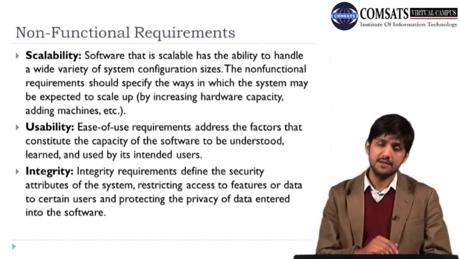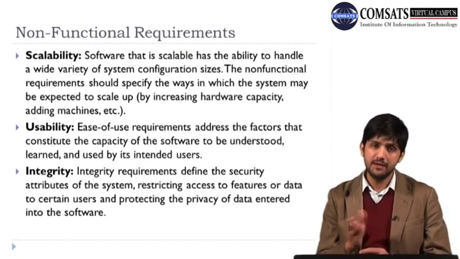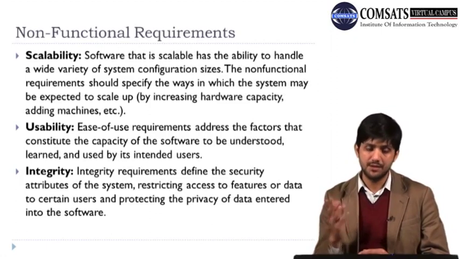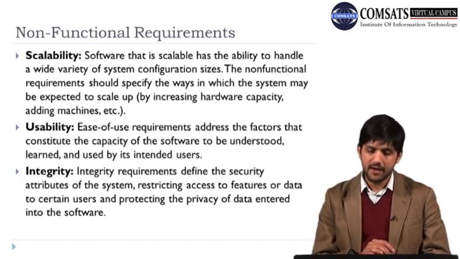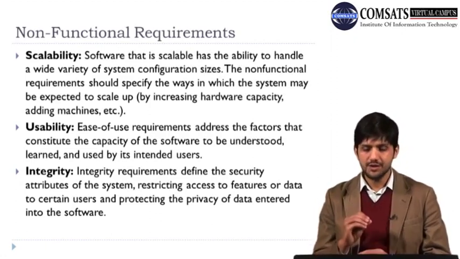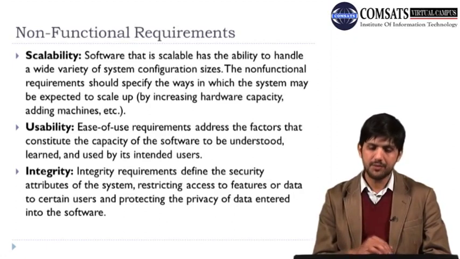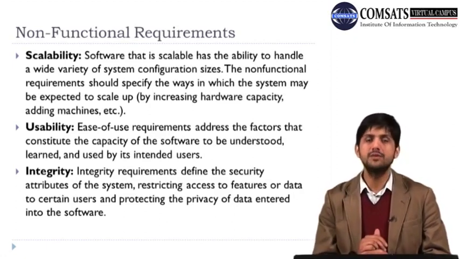And as we just said when we were discussing the usability for safety critical systems, there are different metrics through which we can actually ensure whether the system is usable or not. And then we have integrity. Integrity requirements define the security attributes of the system, restricting access to features or data to certain users and protecting the privacy of data entered into the software.